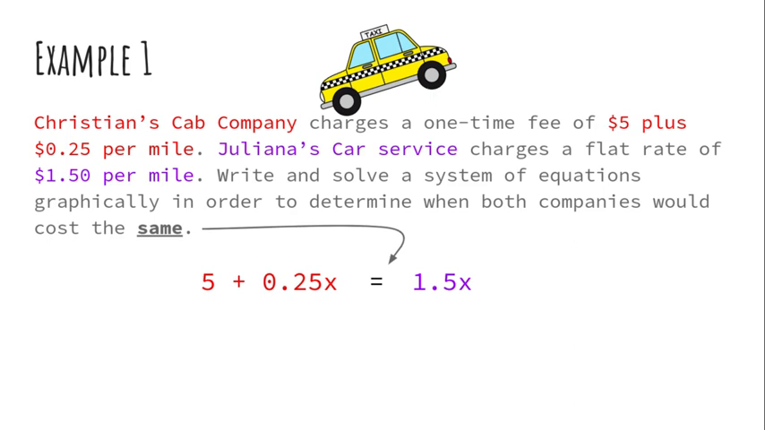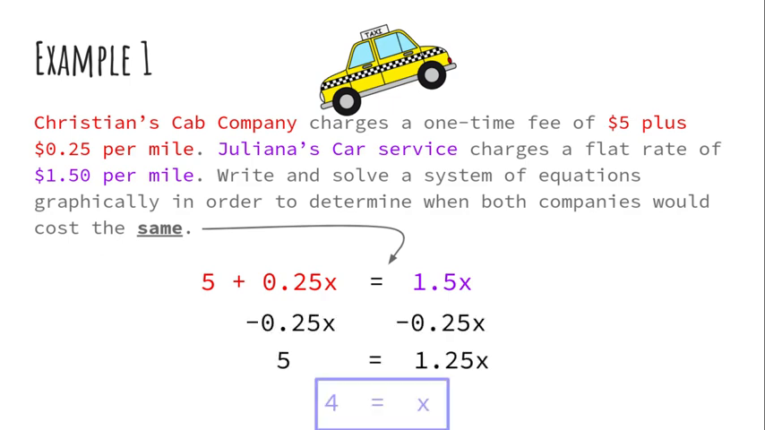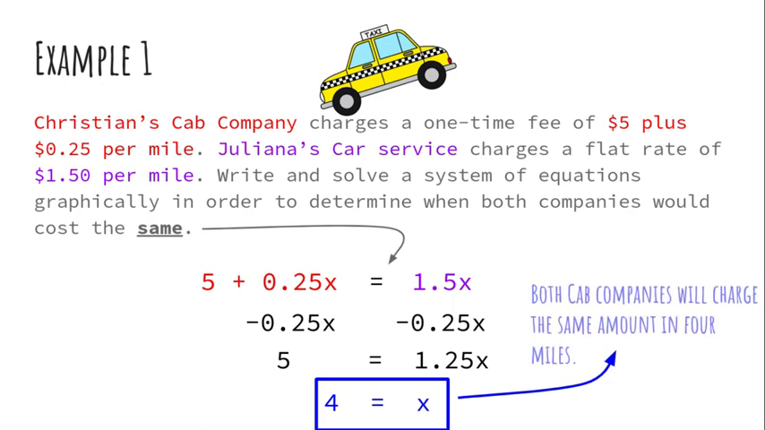So Christian's cab company is 5 plus 25 cents per mile, and we use x in this case to represent the number of miles, and Juliana's car service is $1.50 per mile. And that word "the same," you know, means equal. So when will the two costs be equal? You can simply solve the equation for x, and you would get x equals 4, which would mean that both cab companies will charge the same amount in 4 miles. If you wanted to find the amount, you would just plug in x as 4 into either Christian's expression or Juliana's expression, and you would get 6.